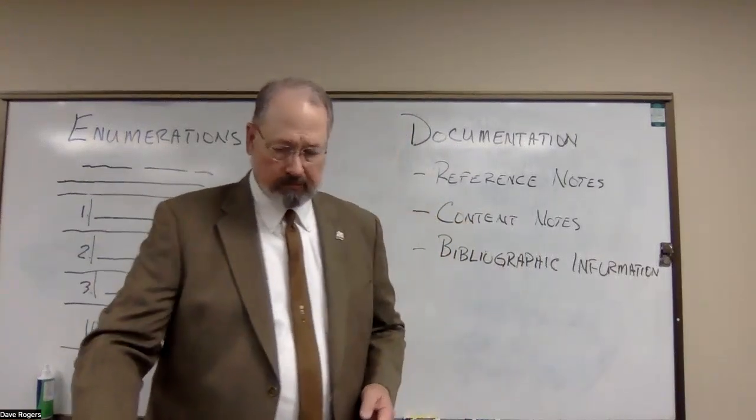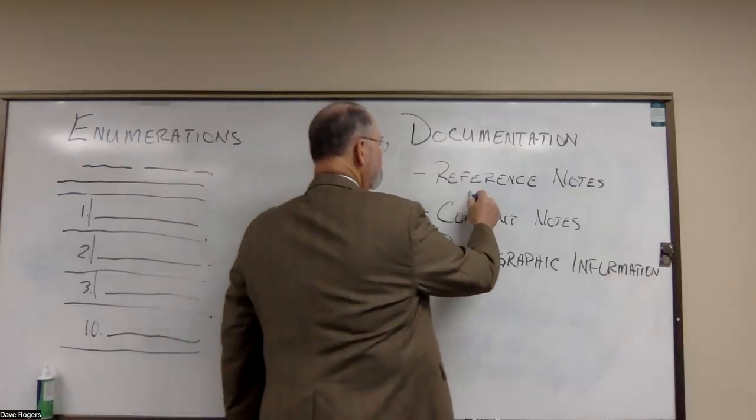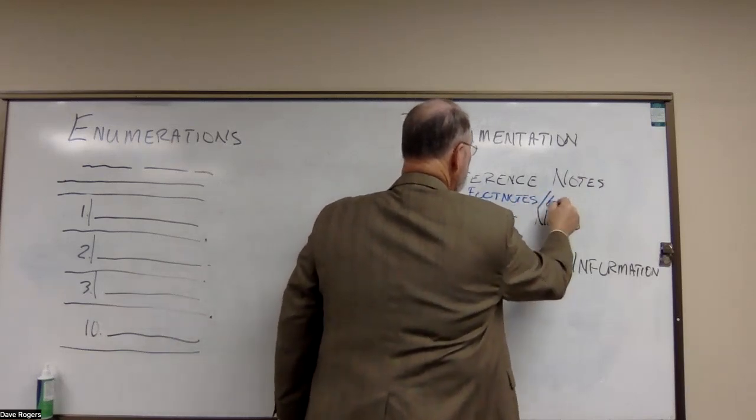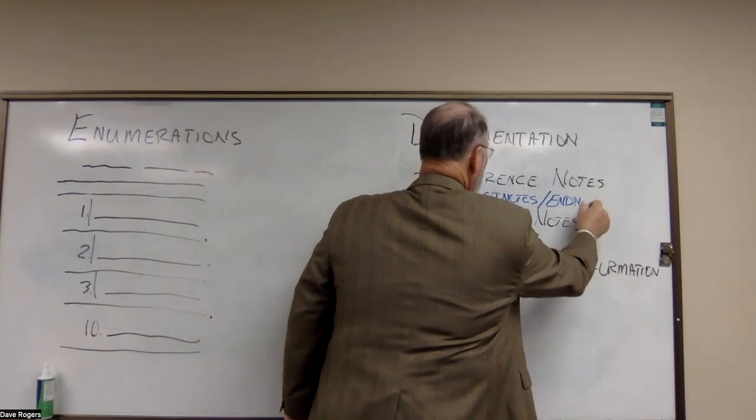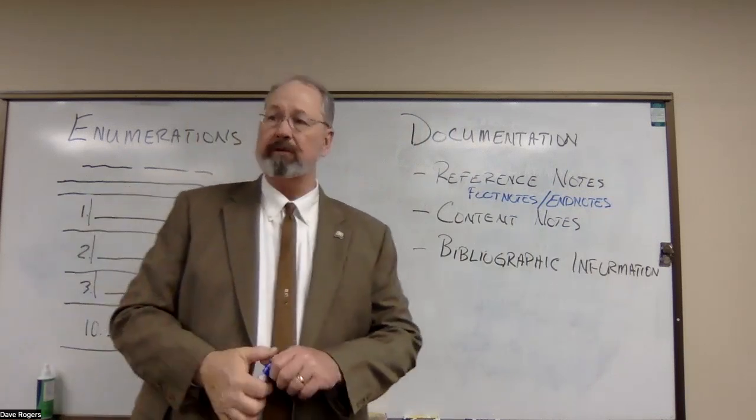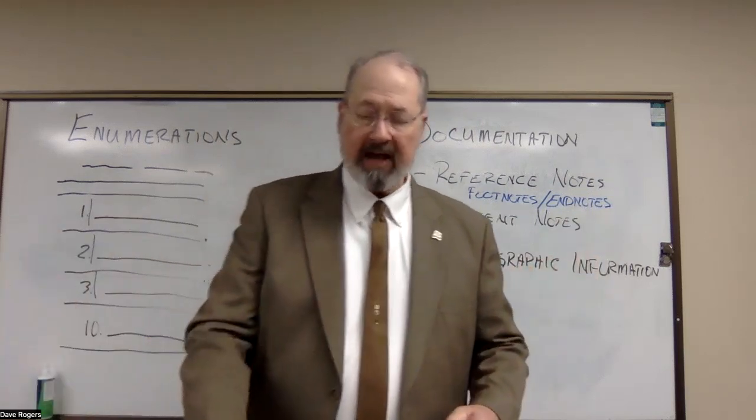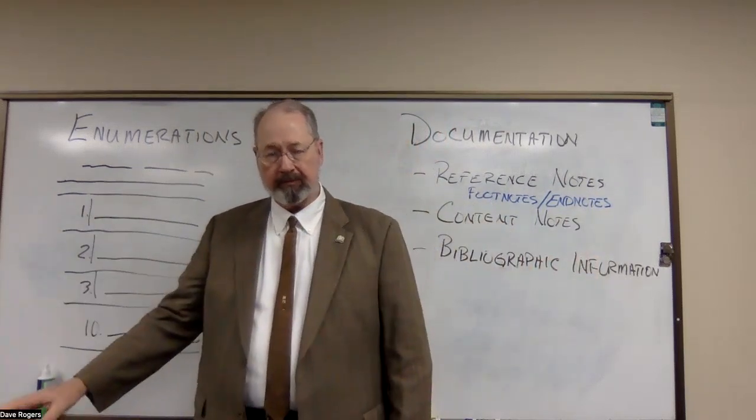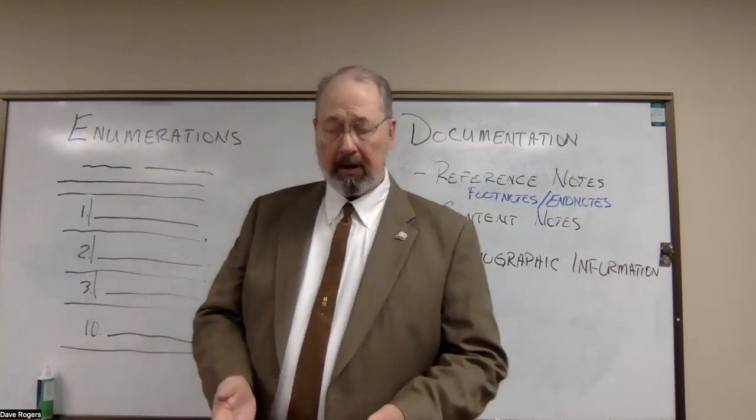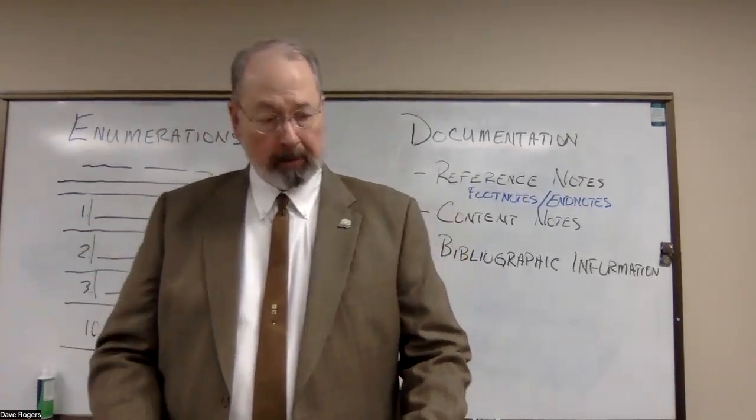Now, when we talk about reference notes, what we're talking about are footnotes or end notes. The difference basically is location. Footnotes are at the bottom of the page where the reference occurs. End notes are, depending on the length of the paper, either at the end of the section or at the end of the paper. If it's a master's thesis or a doctoral dissertation, they might be at the end of the chapter, whereas for the papers you write for the school, they'll be at the end of the paper.